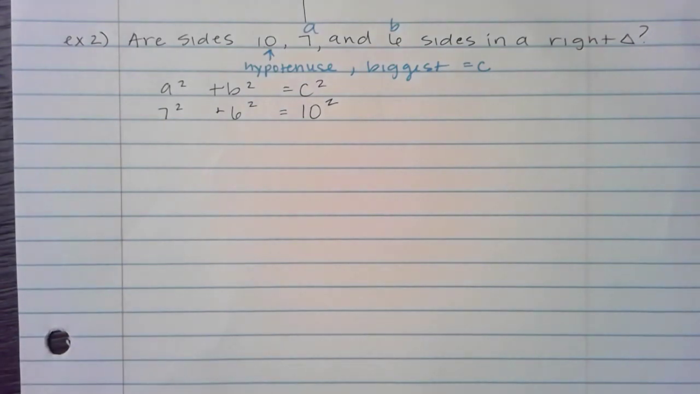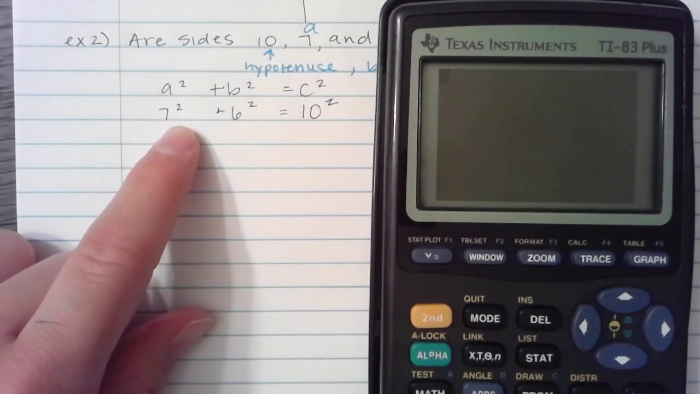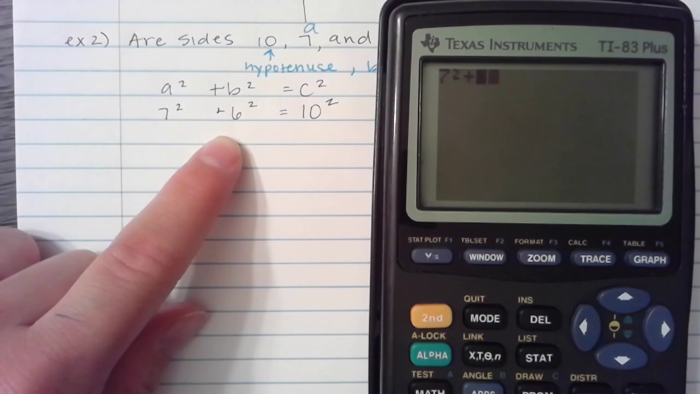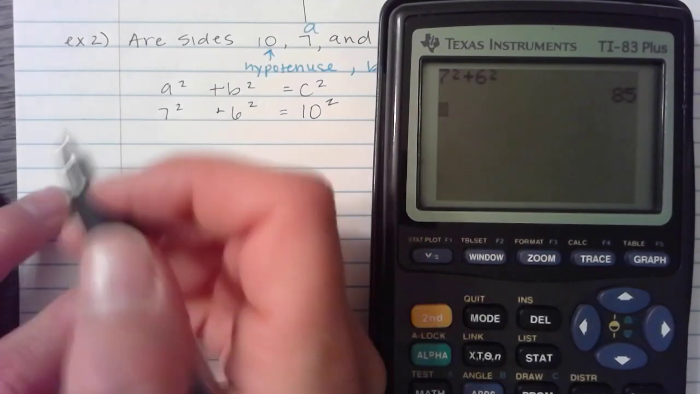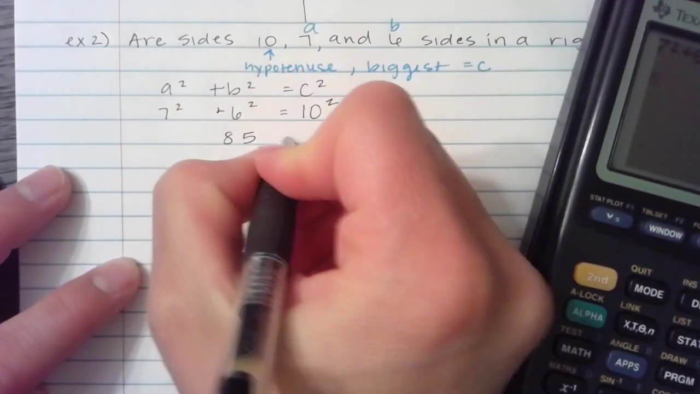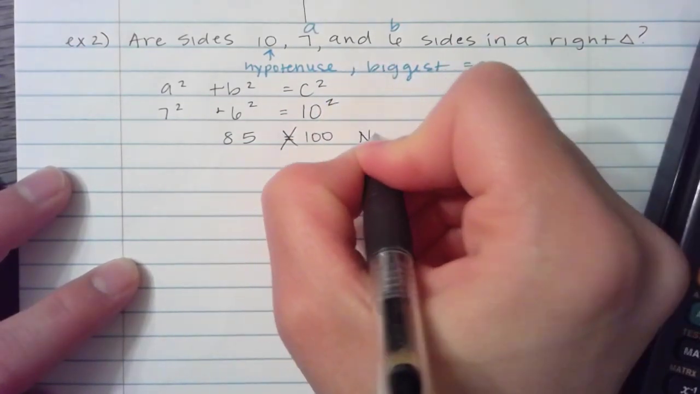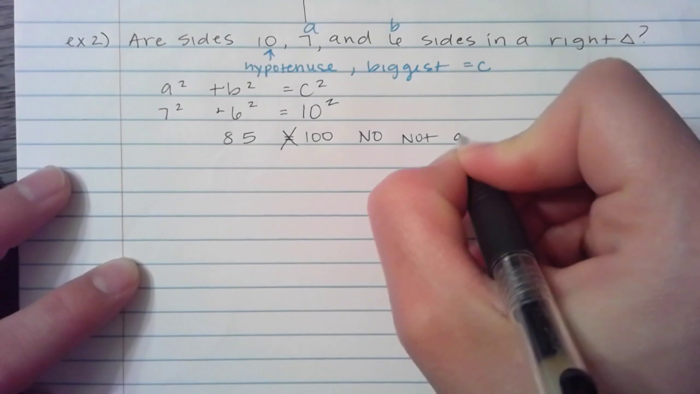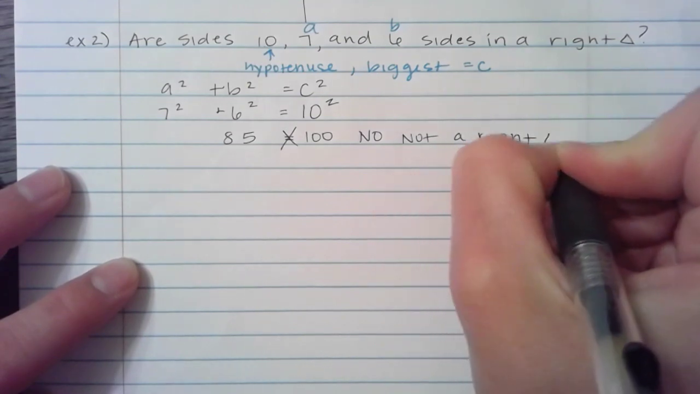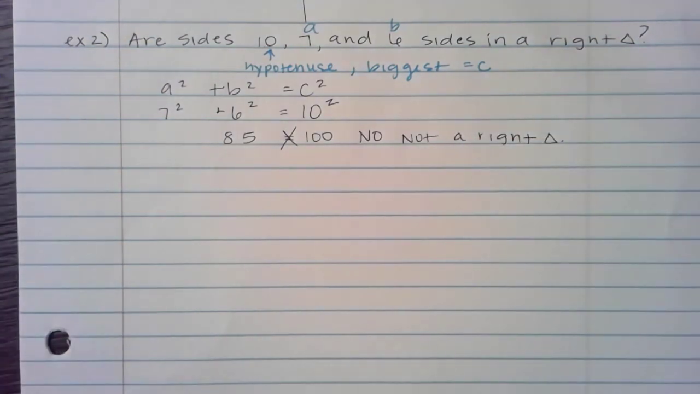And then you can plug that in your calculator. Again, if you want to skip this next step, you can do it in your calculator. You can say, well, 7 squared plus 6 squared is 85. And I already know what 10 squared is in my head. That's 100. So no, it is not a right triangle. And that's your answer. Your answer would be like yes or no, and the answer would be no there.